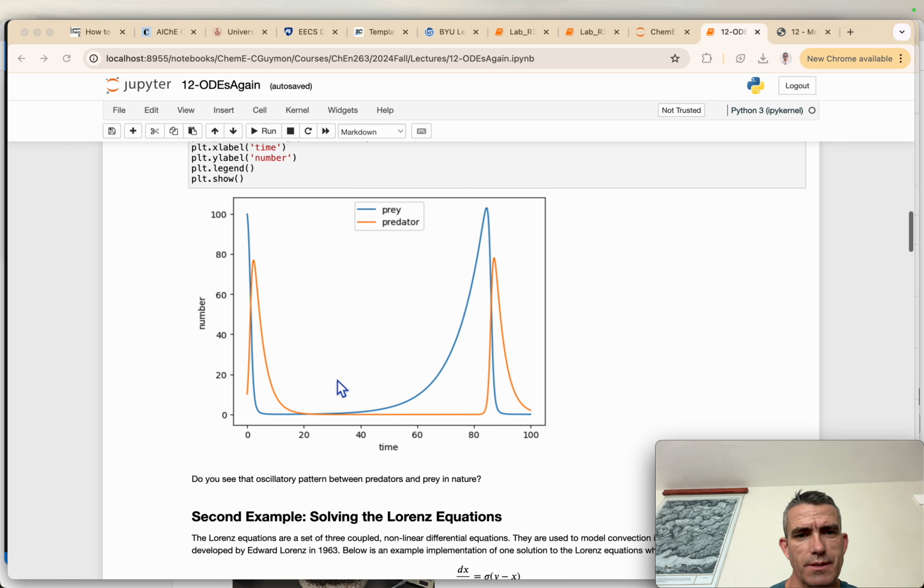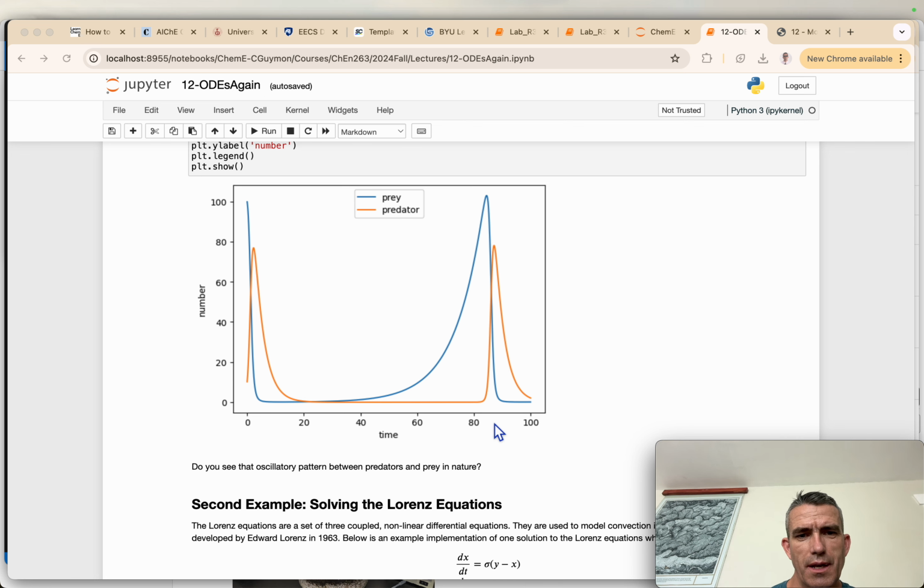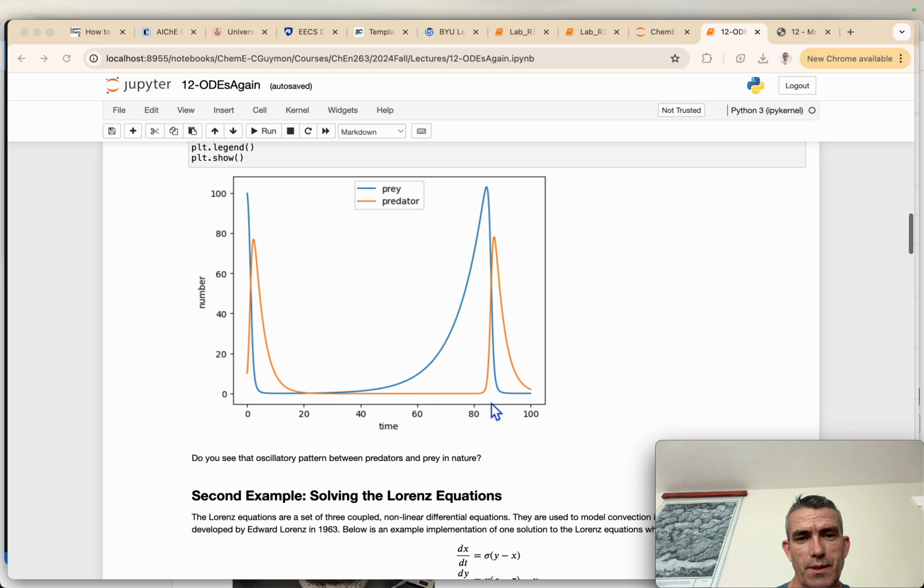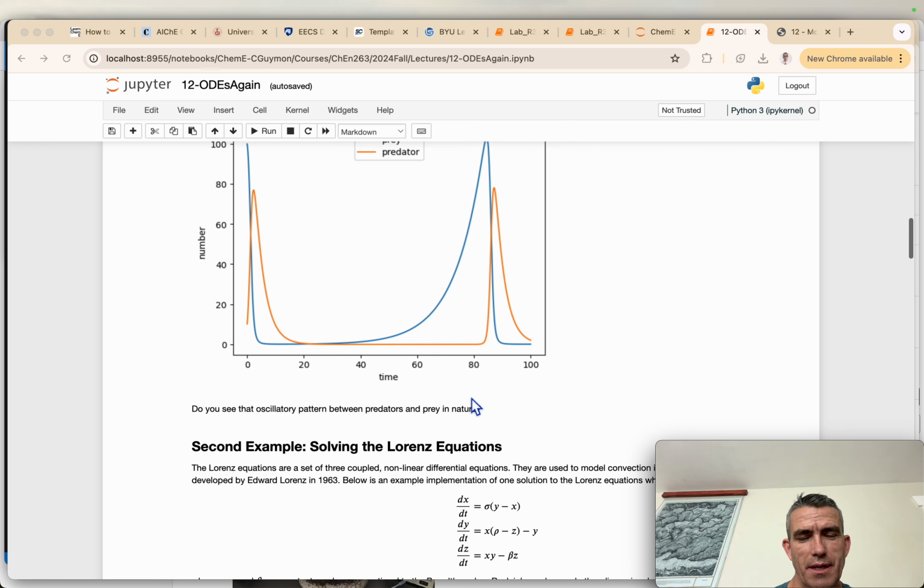And you can plot that, so you can see that the predator count rises because the prey count is high, and then the prey falls off, and it eventually comes back, and it's a little bit of a cyclic or oscillatory pattern that you could also expect to happen in nature.